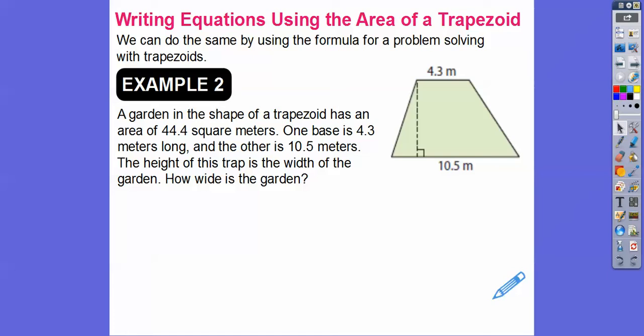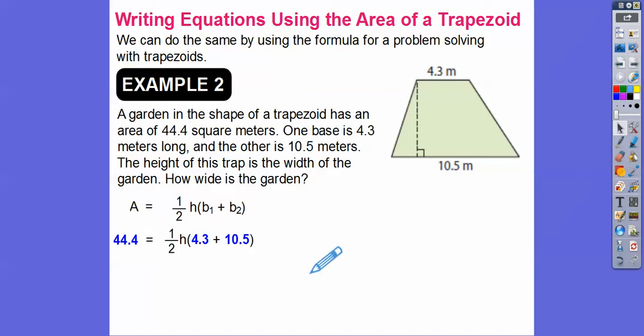Our area formula is that right there. The height is the same as the width, so we're looking for the height. Whatever the height is, that's going to be our width. Let's put everything in. 44.4 square meters is going to go for the area. 1/2, we don't know that, but we do know the bases are 4.3 and 10.5. So let's plug that in.